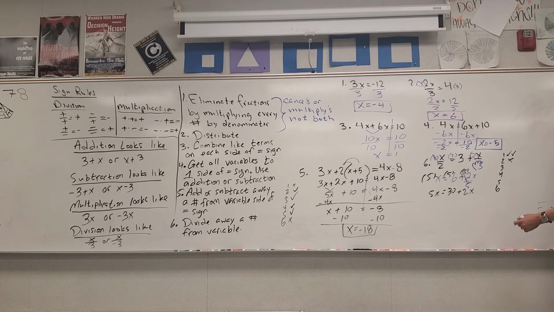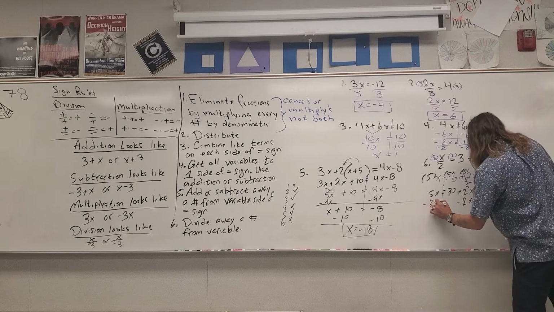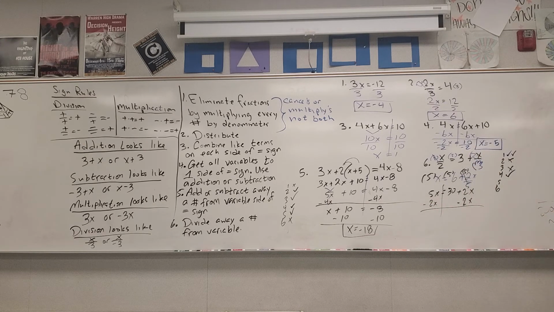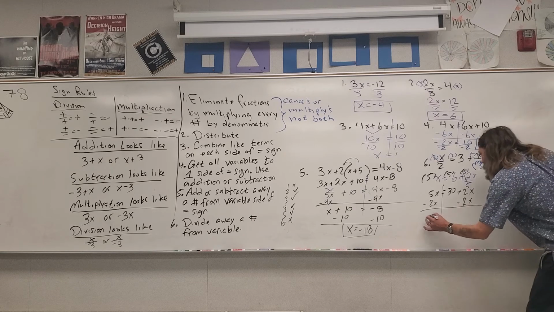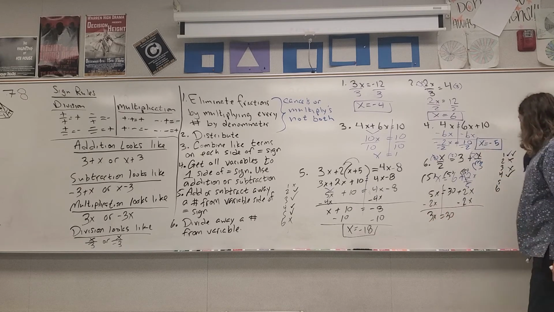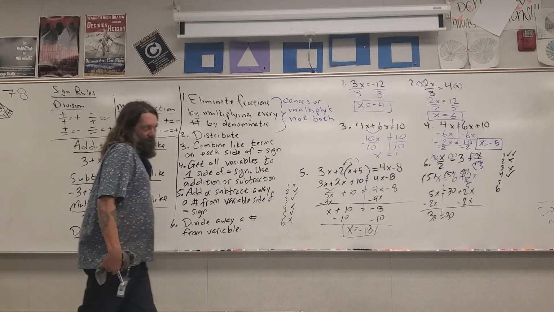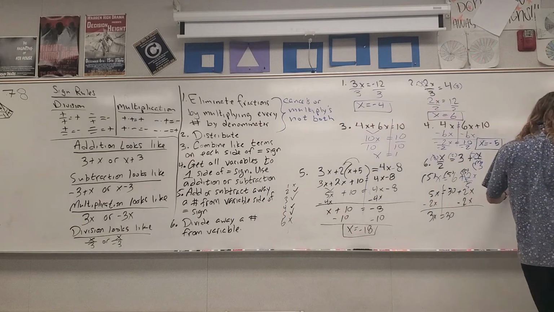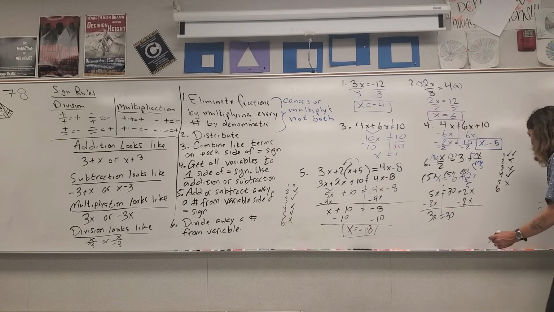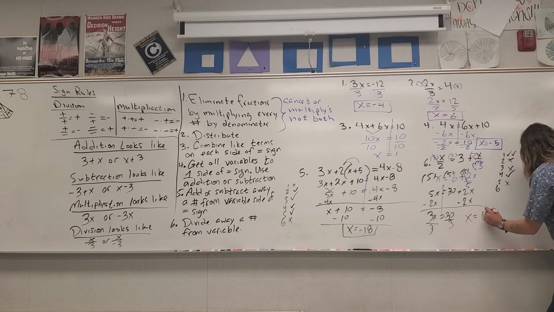Can I combine like terms on each side of the equal sign? No, I can't. Can I get all variables to one side of the equal sign? Yes, I can. And so let's see here. This becomes 3x equals 30. Do I have anything that looks like this or this? I don't, so I can't add or subtract away a number, which means by default I must divide away a number, and that means that x is equal to 10.